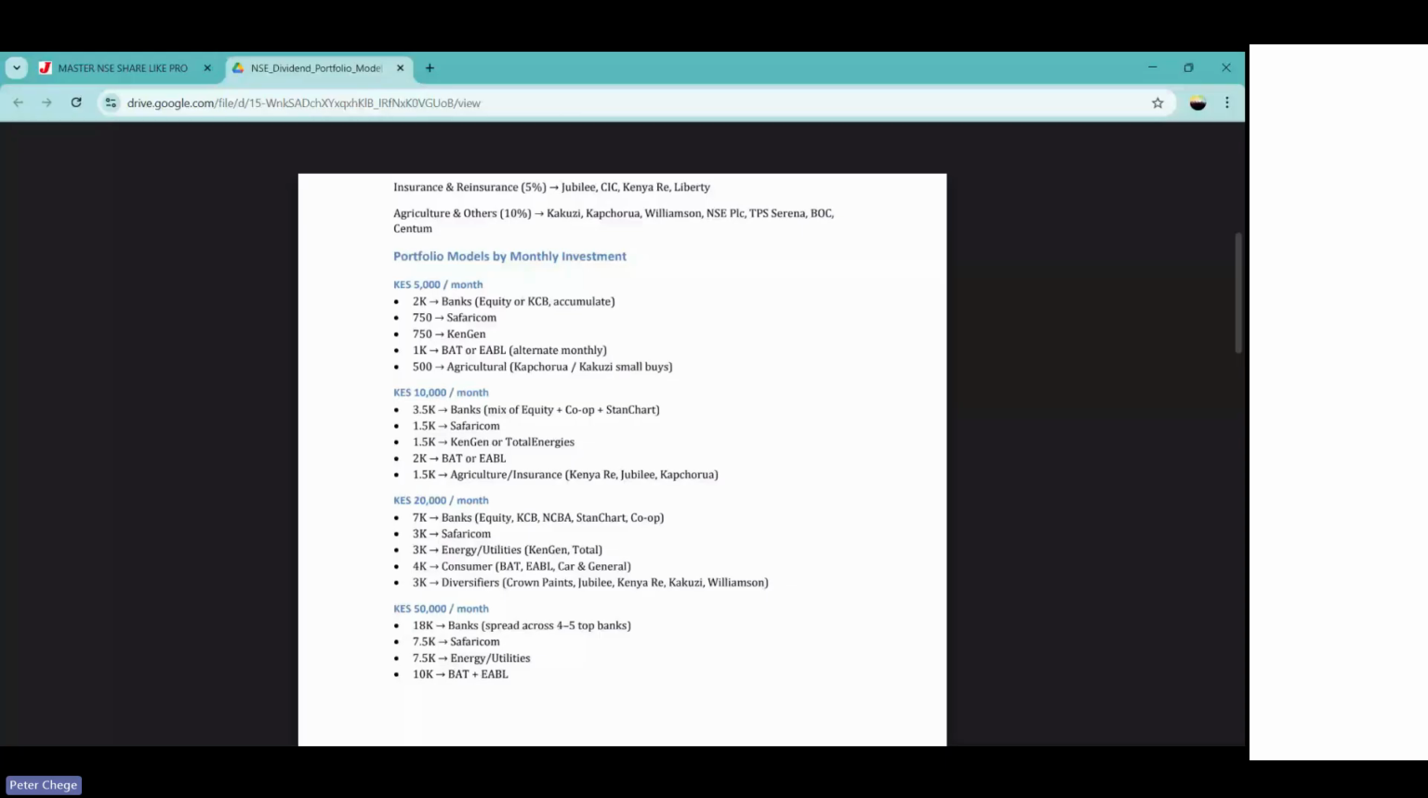Allocate 2,000 to banks. Right now, you can buy one share. 750 to Safaricom. 750 Kenyan or KPOC or both. 1,000 BATN or EABR or both. Or you alternate monthly. This month I'm buying BAT, next month EABR. Then 500, you go to Captura, Kakuzi, Kabathid, all those.